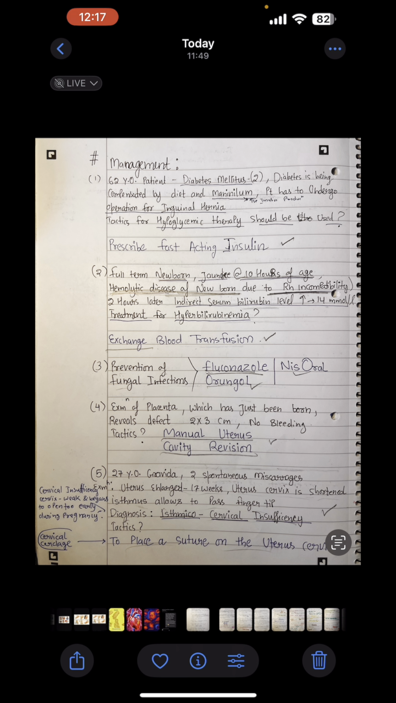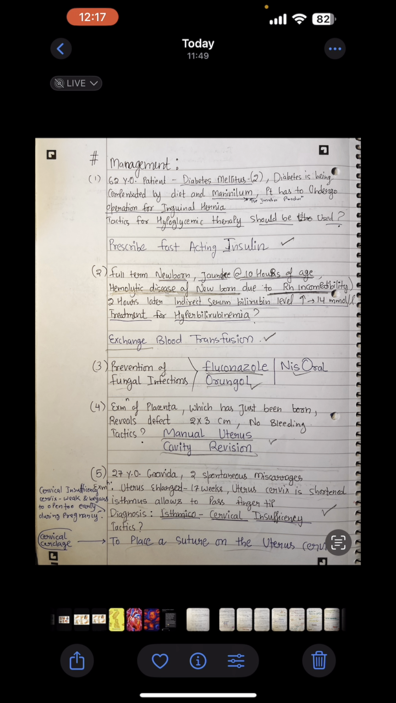Next patient is a full term newborn with jaundice at 10 hours of age, hemolytic disease of the newborn due to Rh incompatibility. If Rh incompatibility is there, prefer blood transfusion itself in order to keep the newborn alive.